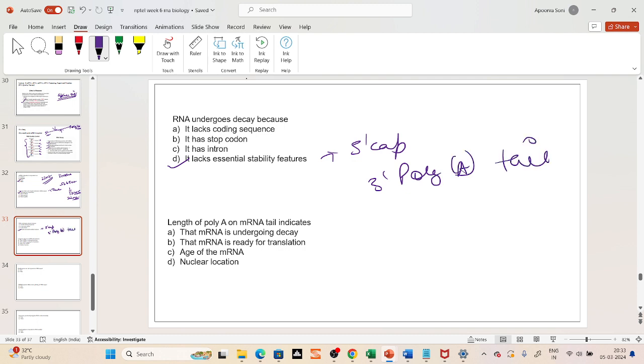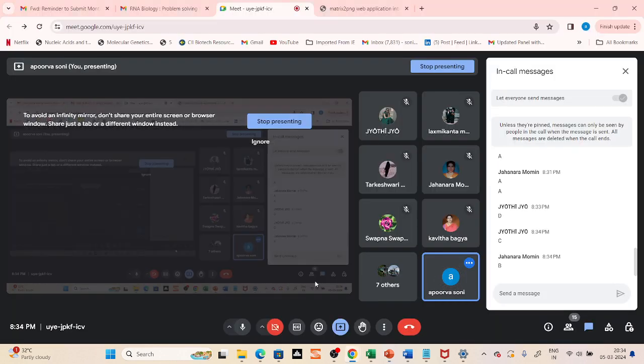Okay. Next question is length of poly A on mRNA tail indicates that mRNA is undergoing decay, that mRNA is ready for translation, age of the mRNA, or nuclear location. Option B, Option B. Okay. Others who wants to give a try? Janara has also said option B.